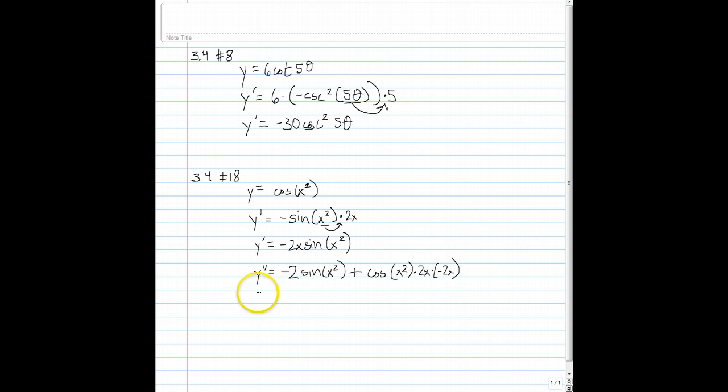So when we clean this up, our second derivative would be 2 sine x squared minus 4x squared cosine x squared. We can go ahead and put these in parentheses as well to let the reader know that these are the arguments of our trigonometric functions.